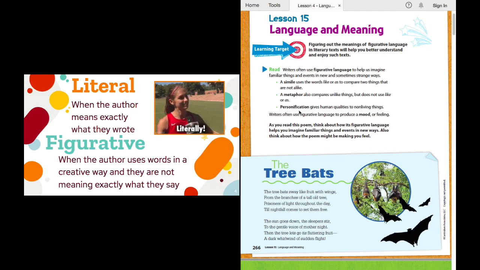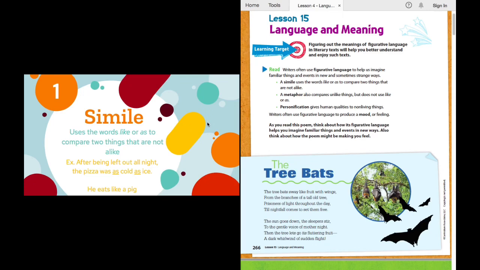So we're going to take a look at those three, and the reason why authors use these is to produce a certain mood or feeling in their writing. Okay, so I'm going to walk y'all through each one and what they mean and some examples, and then we'll talk about how we apply this to readings. So first and foremost, we have similes.